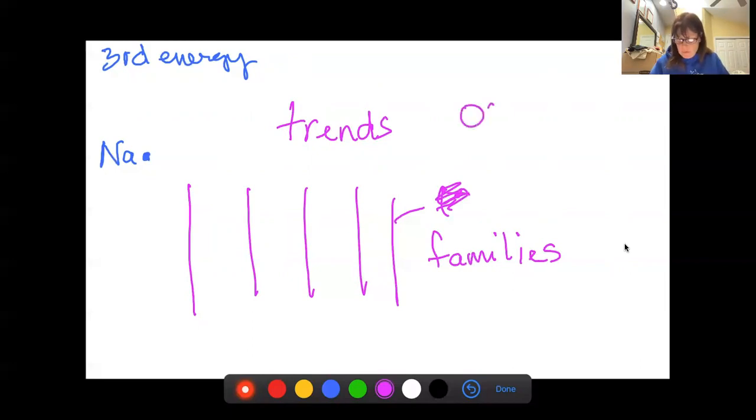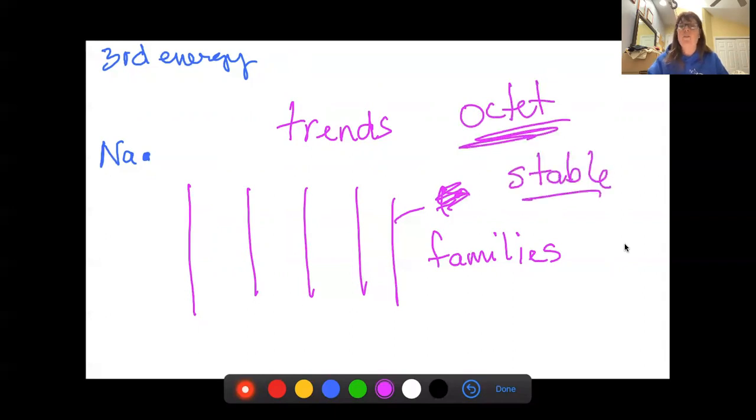That's what we want to do. We want to meet octet. Octet means we are stable. We're in our lowest energy state, right? So you need to understand how to read the periodic table.